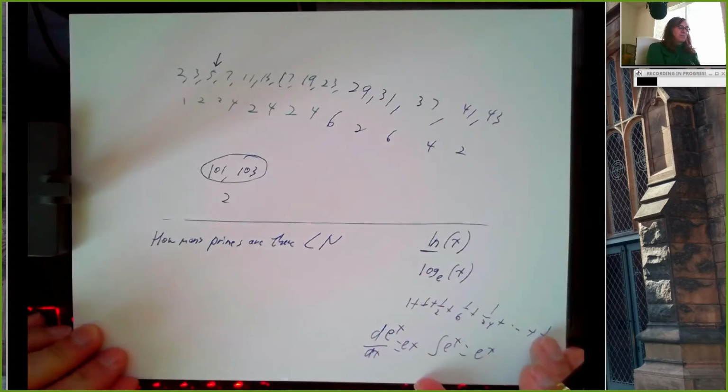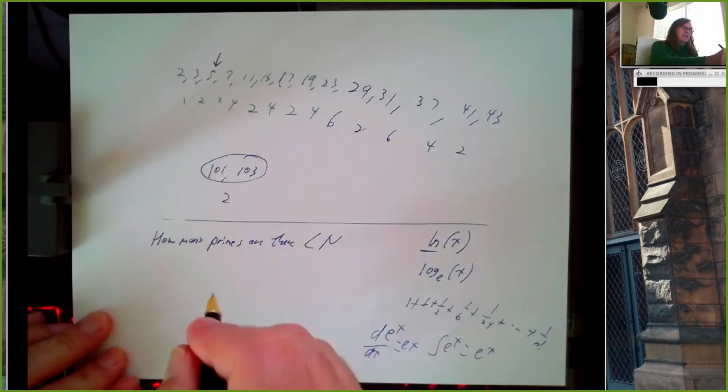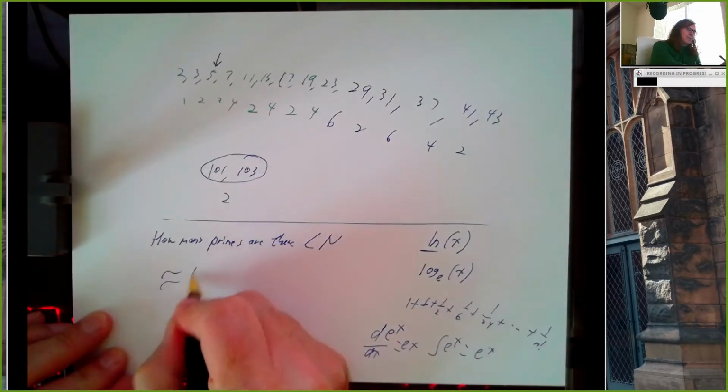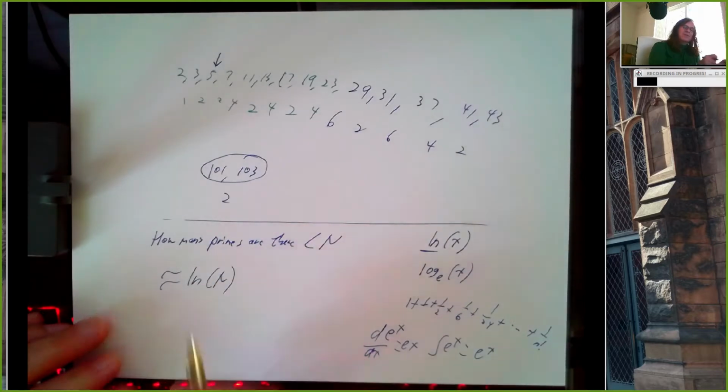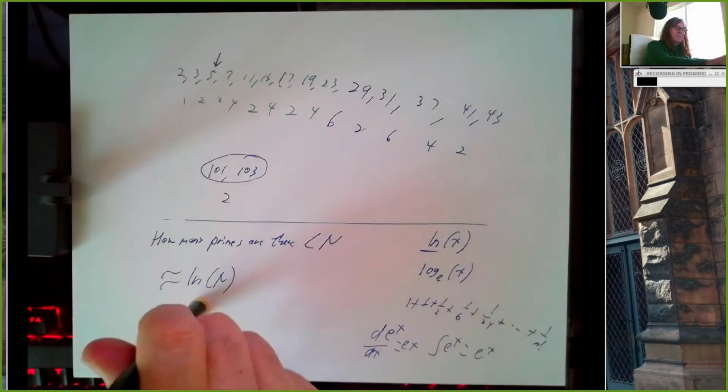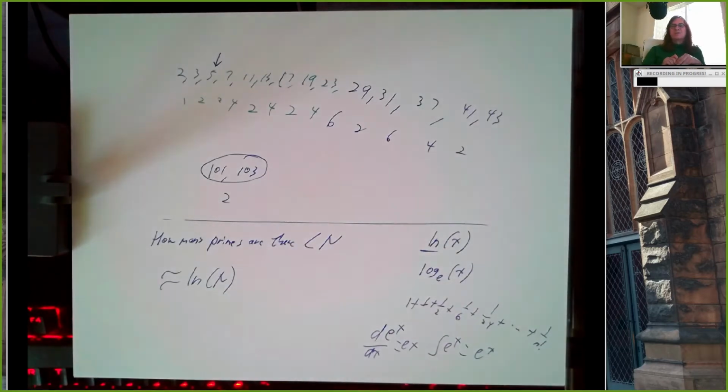It turns out, if n gets really big, the number of primes less than n is approximately the natural log of n. And as n approaches infinity, this becomes more and more exact.